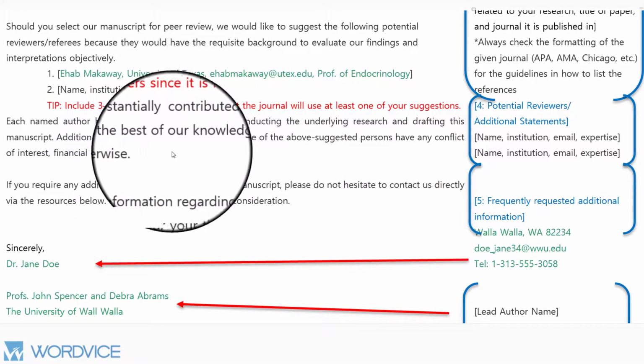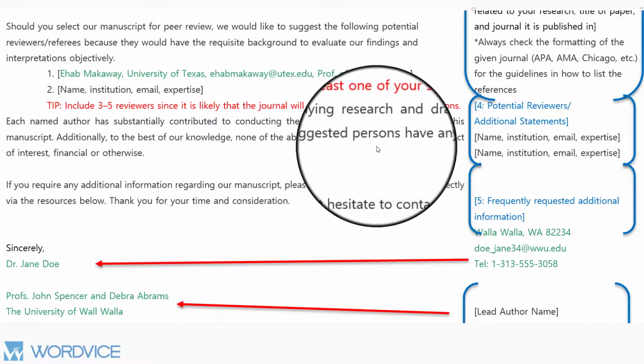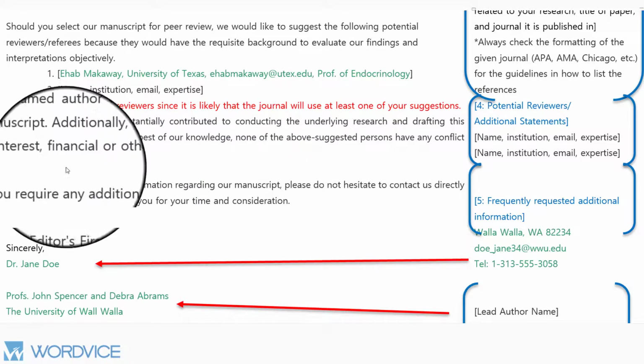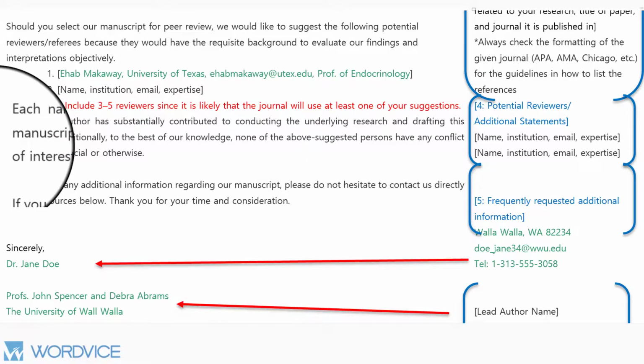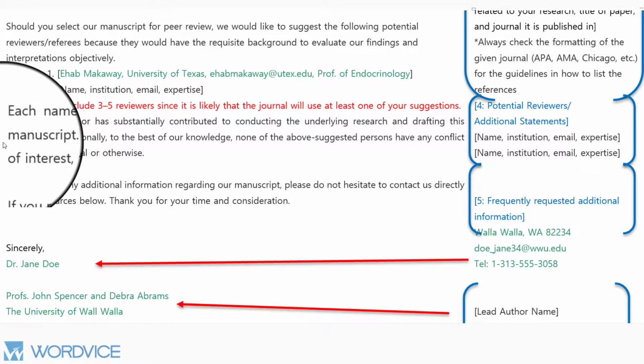Additionally, to the best of our knowledge, none of the above suggested persons have any conflict of interest, financial or otherwise. This information is important to include because it tells the journal that all of your researchers are willing participants and that there are no legal or ethical conflicts of interest. As we mentioned earlier, there might be other information you want to include that the journal asks for in this part of the cover letter.